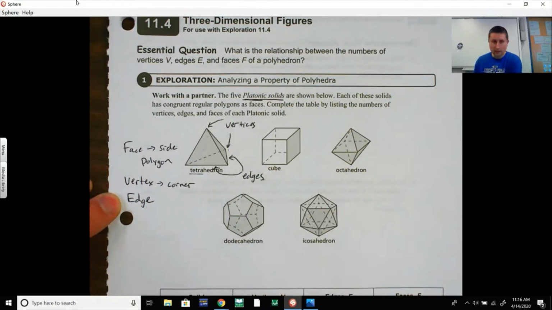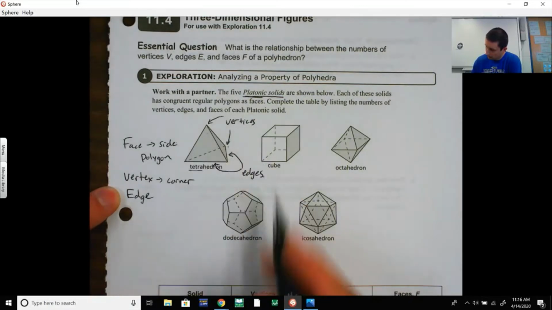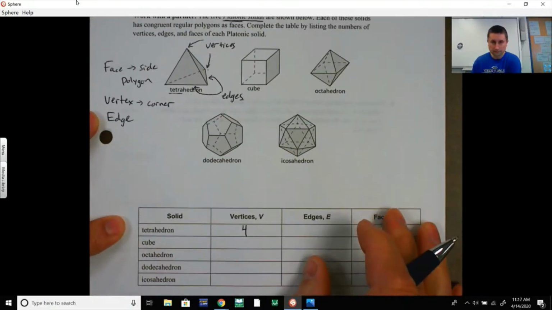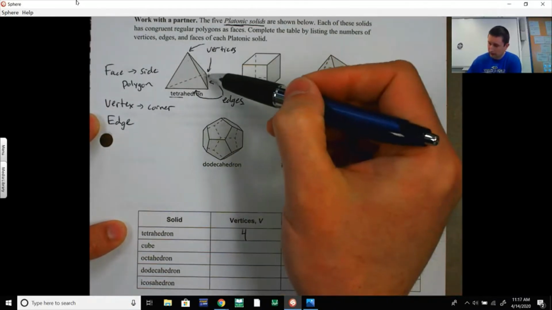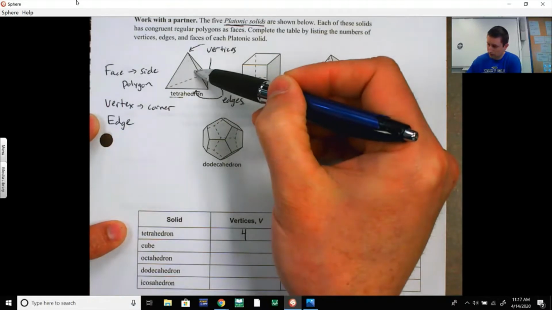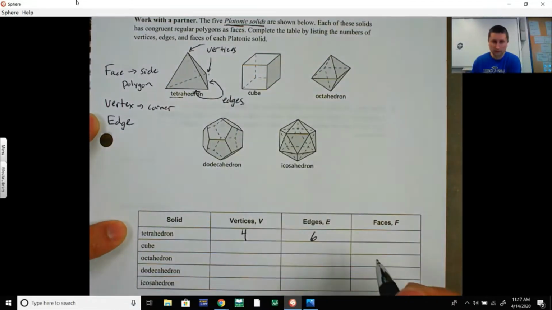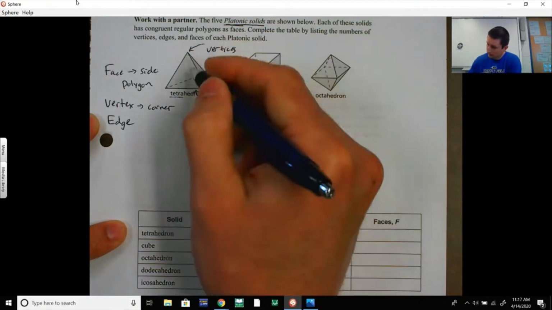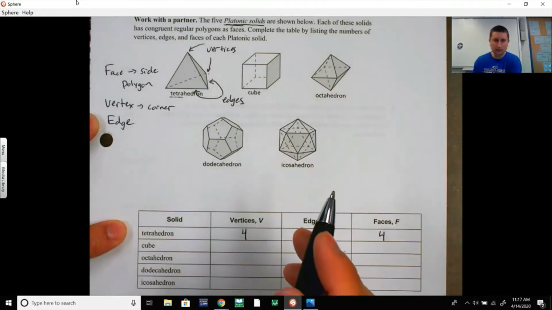So if I have a tetrahedron, the number of vertices I have would be 1, 2, 3, 4. I have 4 vertices for that. The number of edges I have would be 1, 2, 3, 4, 5, 6. I'd have 6 edges for a tetrahedron. And the number of faces is back to 4. I have 3 kind of on the top, then I'd have a base.